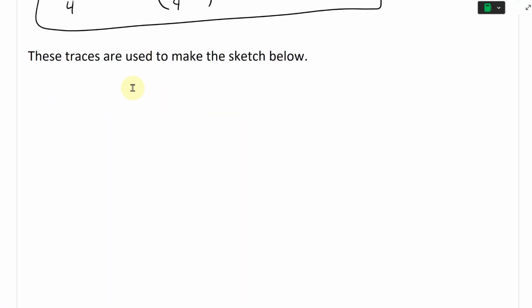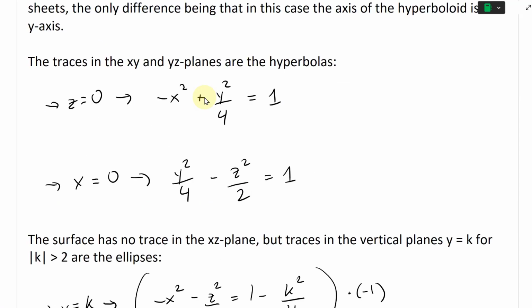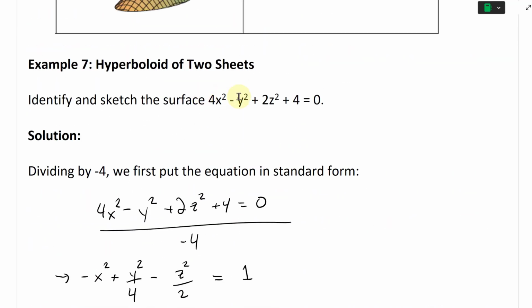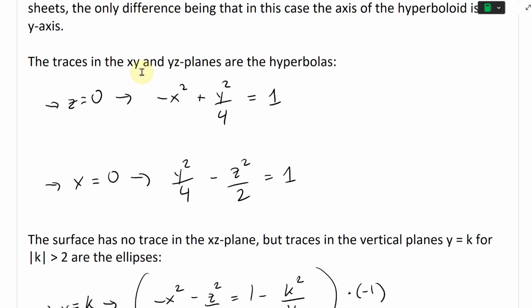All right, and these traces are used to make the sketch below, so go back up here. So we have this sketch, we turn it over to this, and then the traces in the x, y, and then y, z planes are hyperbolas. So that's a key indicator, and that's these hyperbolas right here.